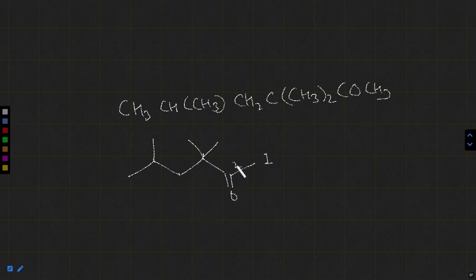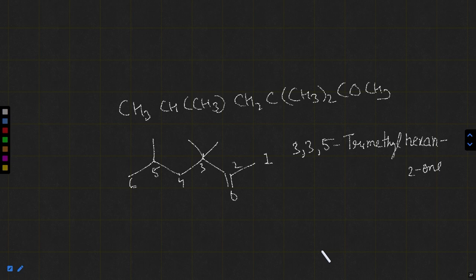If I name it from here, 1, 2, 3, 4, 5, and 6. So at 3 and 5 position we have methyl. So 3,3,5-trimethyl hexane, what? Hexane-2-one. Okay, hexane-2-one.